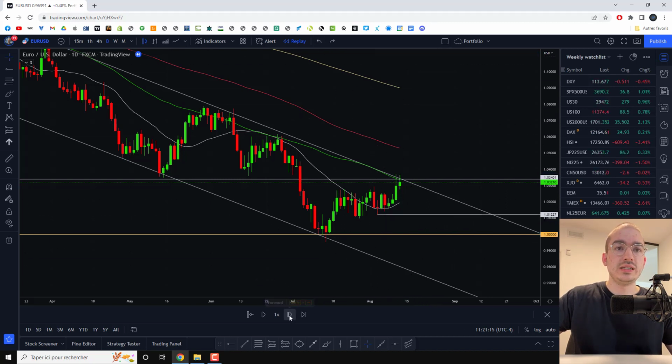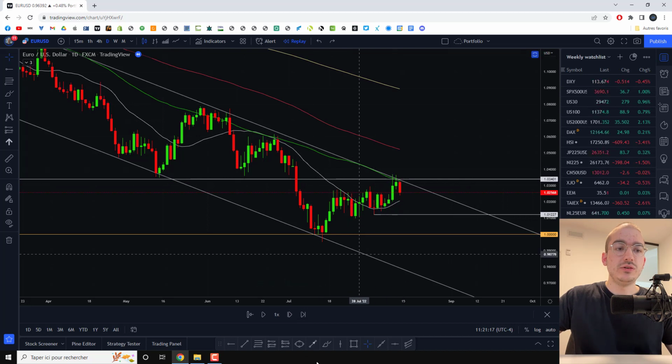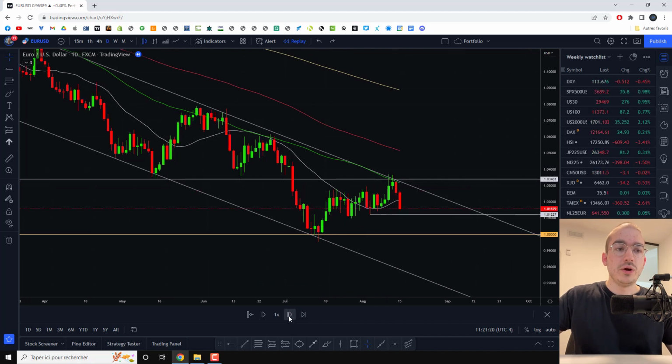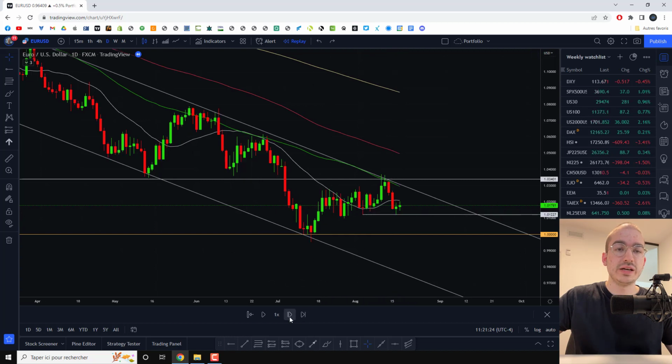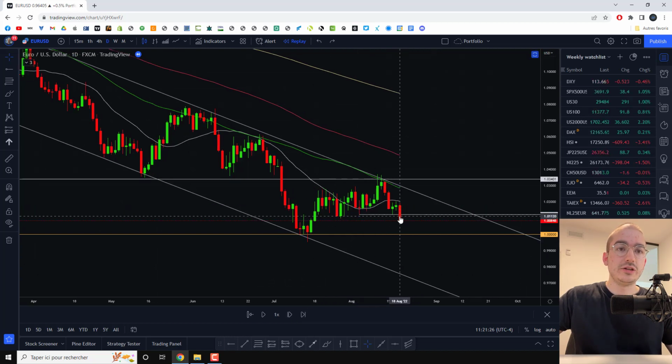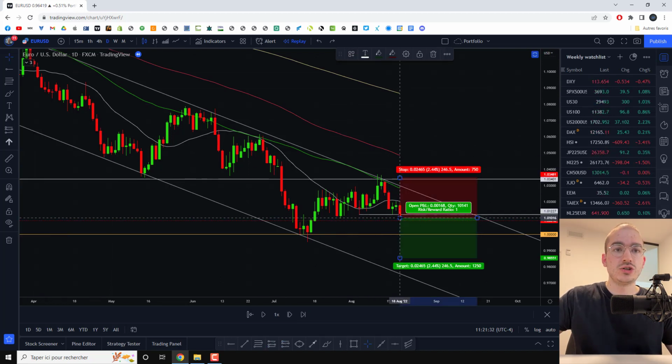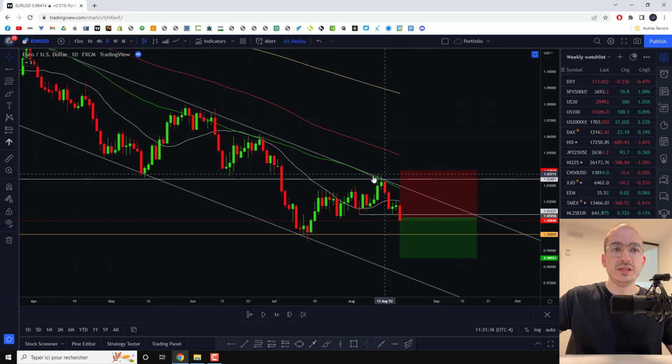Now, if we see how it developed, we actually did respect this level. As you guys can see, market went down. We did hold this level for a brief moment, and then after that, the market literally broke under this level and even under this one. So this is when I got in the trade. I got short right here, and I had a stop loss above this previous high.